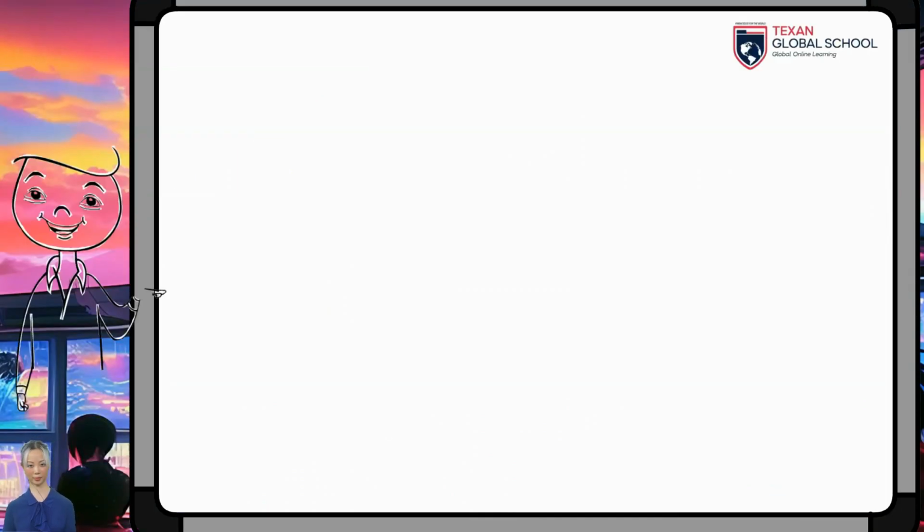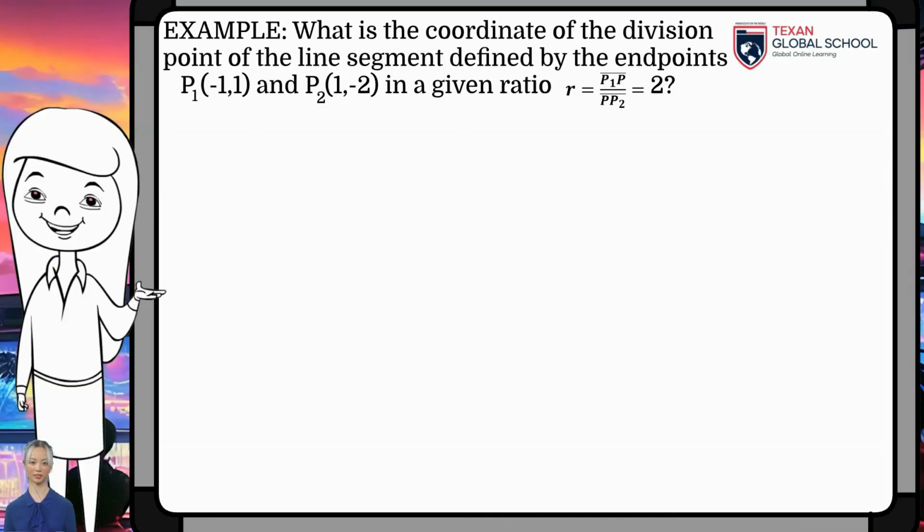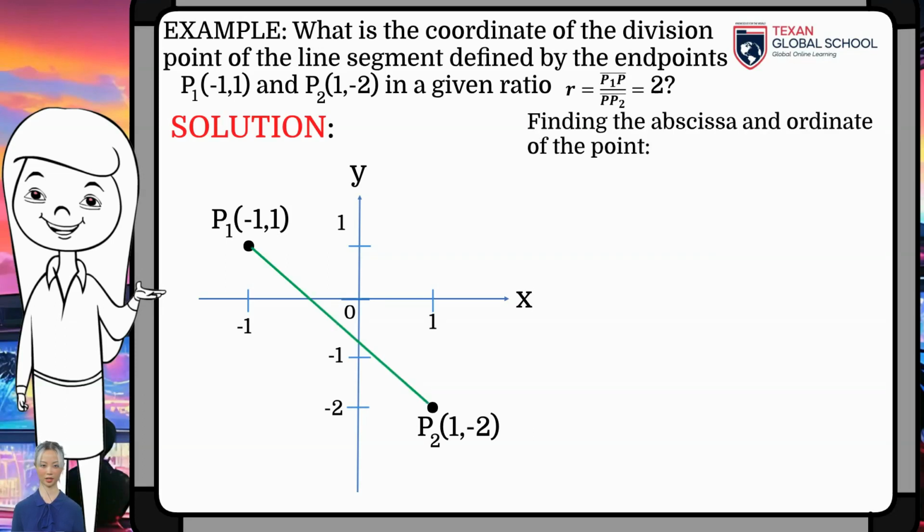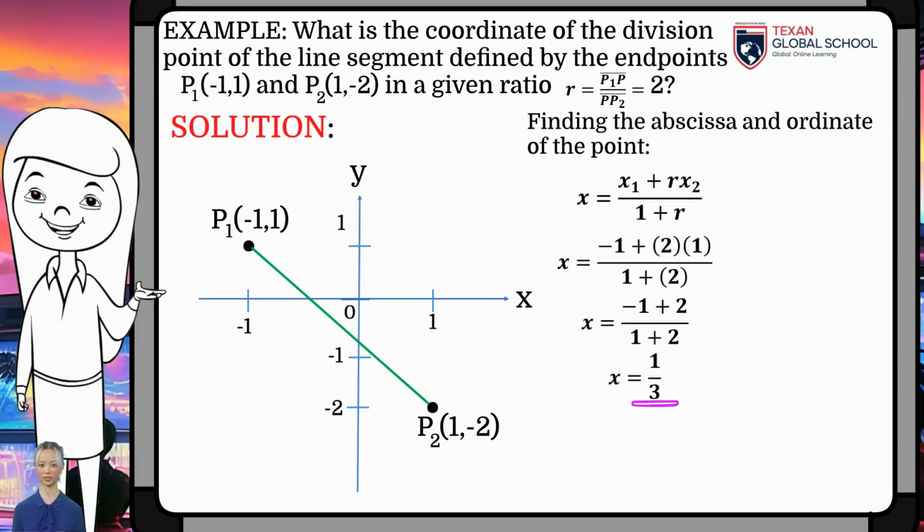Let's see a first example. What is the coordinate of the division point of the line segment defined by the endpoints -1, 1 and the point P subscript 2 with coordinates 1, -2, given a ratio of 2? First, plot the points in the plane. Now, calculate the abscissa of the point that divides the line, substituting x1 with -1, the given ratio equal to 2, and x2 equals 1.